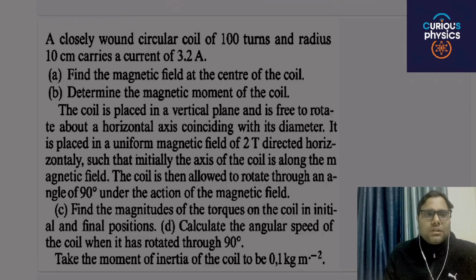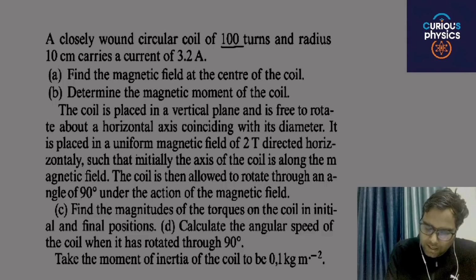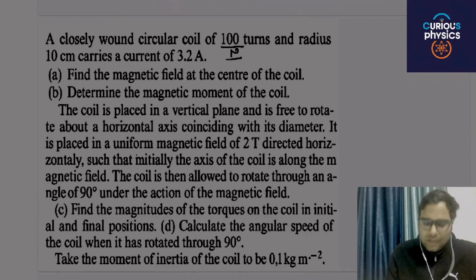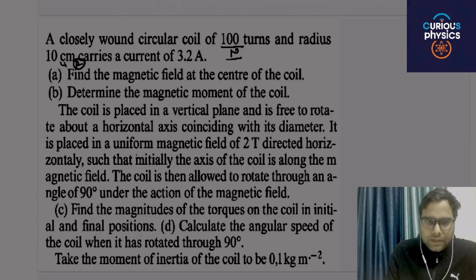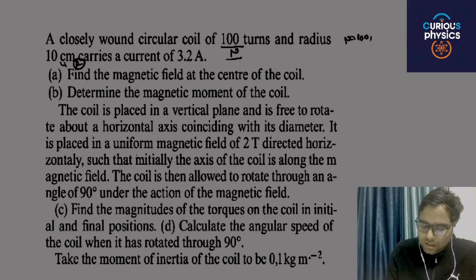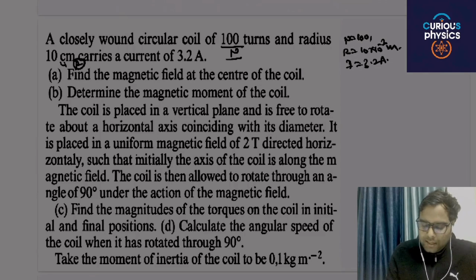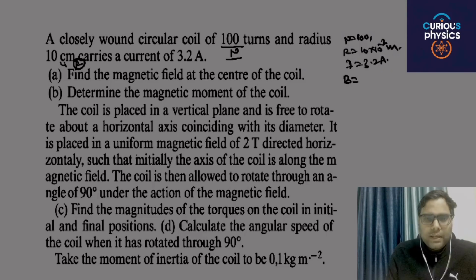Let's say the question is: a closely wound circular coil of 100 turns and radius 10 cm carries a current of 3.2 ampere. The given values are N is 100 turns, R is 10 centimeter or 10 into 10 raised to power minus 2 meter, and current is 3.2 ampere. Find the magnetic field at the center of the coil. The formula is mu naught I upon 2R.